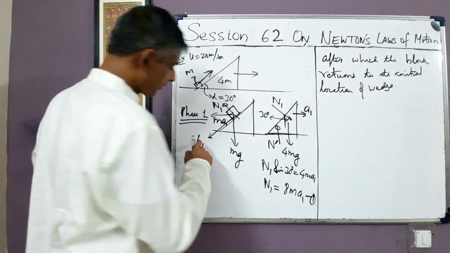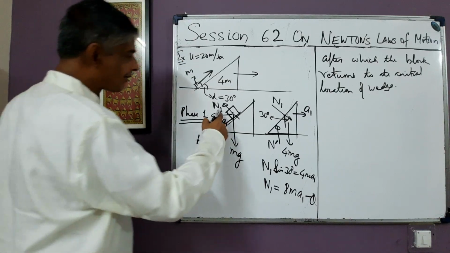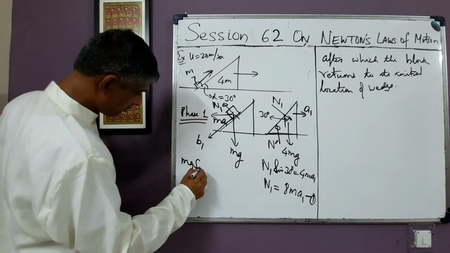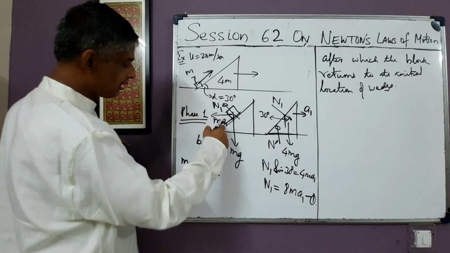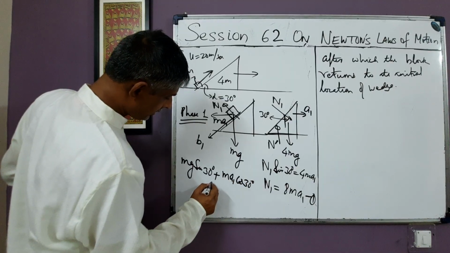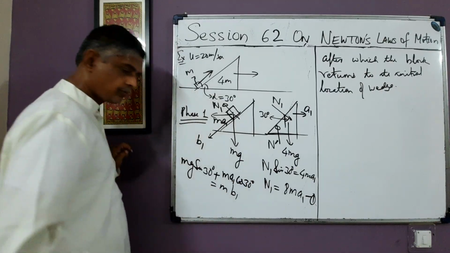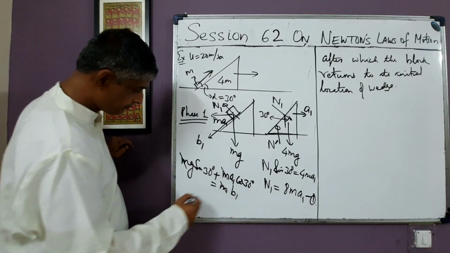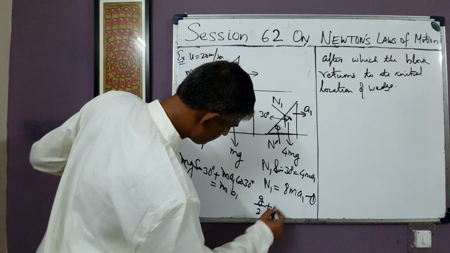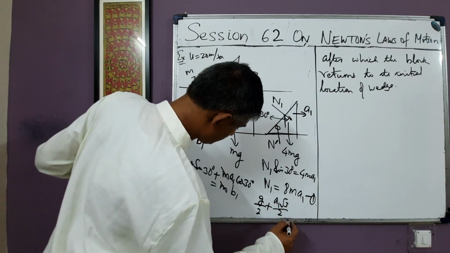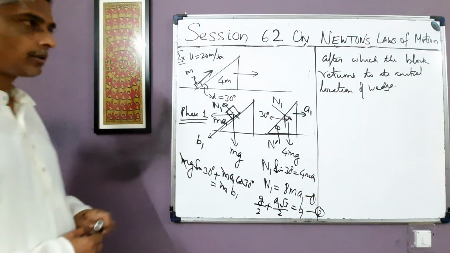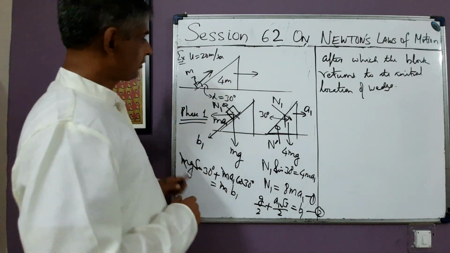So what do I write? mg sin 30 degrees plus ma1 cos 30 degrees is equal to m times b1. Now m goes away. What do we get? g by 2 plus a1 root 3 by 2 equals b1. This is the second equation.